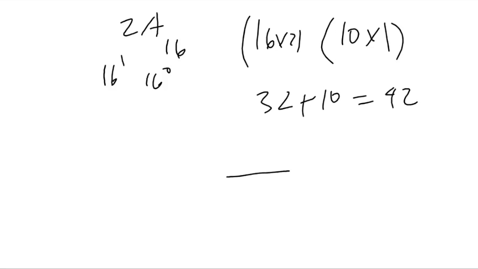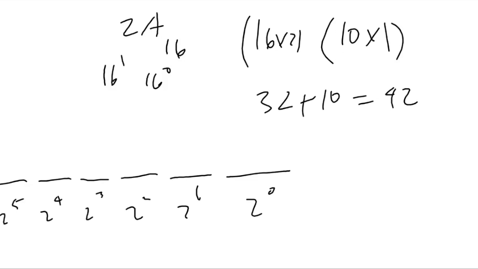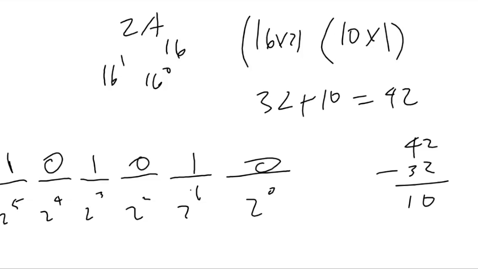Now let's lay out all our placeholders for binary. 2 to the 0, 2 to the first, 2 squared, 2 to the third, 2 to the fourth, 2 to the fifth. 2 to the fifth is 32, right? 1, 2, 4, 8, 16, yeah, 32. So here's 1. Now we've got 42 minus 32, leaving us with 10. This is 16, so we put a 0 here. This is 8, so we put a 1 there. There should be 2 left, so 1 here. Everything else is zeros.